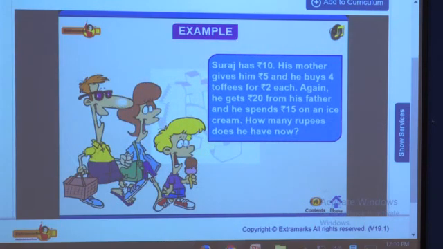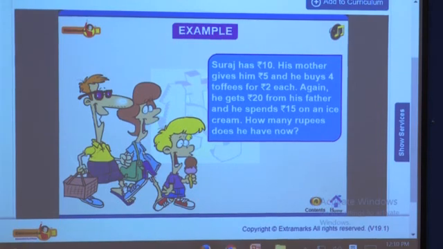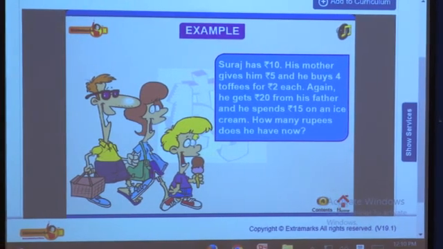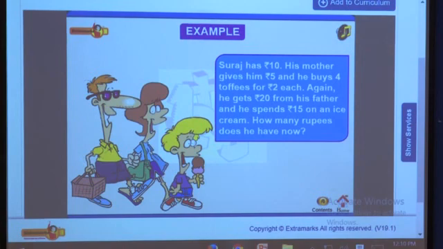Let us take an example. Suraj has rupees 10. His mother gives him rupees 5 and he buys 4 toffees for rupees 2 each. Again, he gets rupees 20 from his father and he spends rupees 15 on an ice cream. How many rupees does he have now?